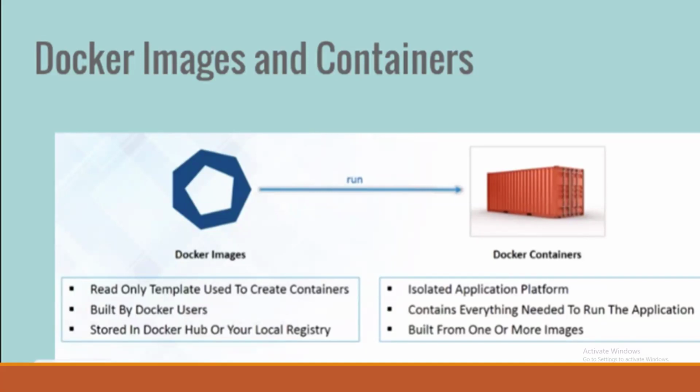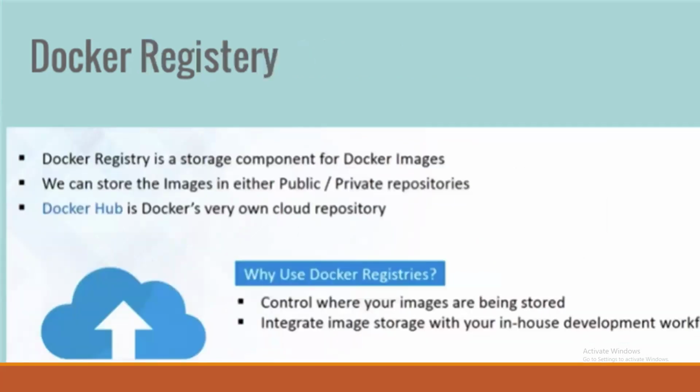So Docker images and containers. What is the Docker image? A Docker image is a read-only template used to create a container, built by Docker users and stored in Docker Hub or your local repository. A Docker container is an isolated application platform that contains everything needed to run the application, built from one or more images.